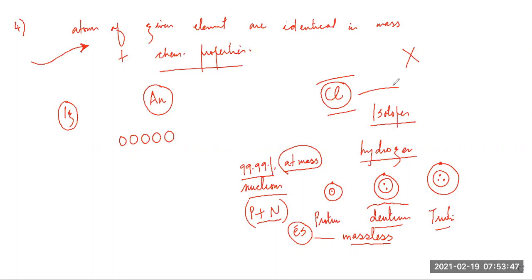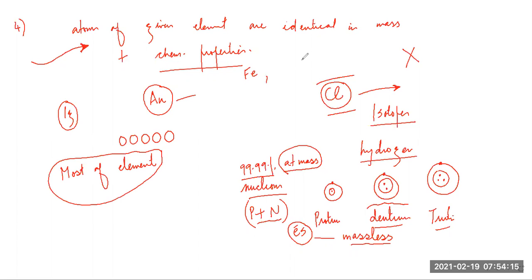Same is the case with chlorine also. That we will take up later on. But anyway, what was the postulate? Atoms of a given element are identical in masses and chemical properties. Students, this postulate is true for most of the elements. You cannot say that this is not true at all. For most of the elements it's true, because if you take gold, or iron, or aluminium, if you take 1 gram of these, they have millions of atoms. All the atoms will have the same atomic number.